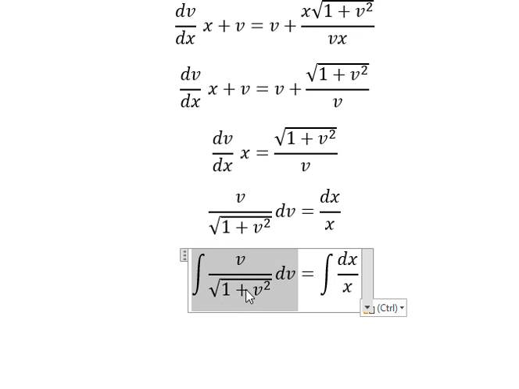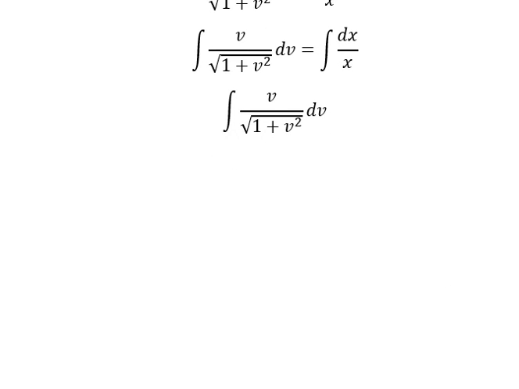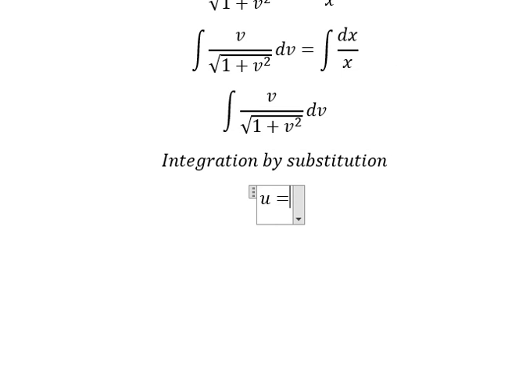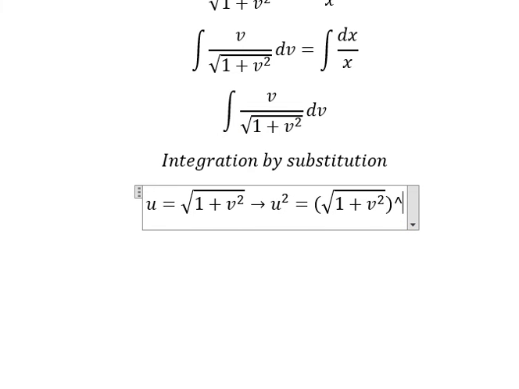Now, I will concentrate on this one. So, we can use integration by substitution. So I will put u equals to this one. So we put the square for both sides to cancel about the square root.